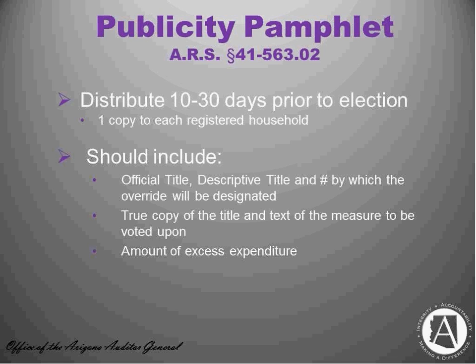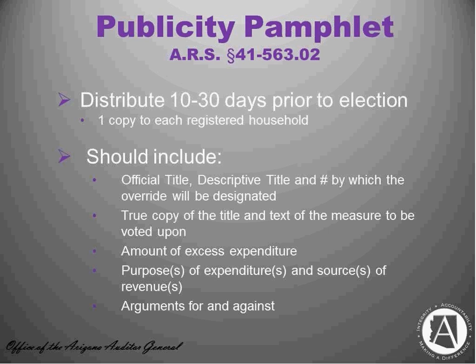The pamphlet should also include the amount of the expenditures which exceed the amount allowed pursuant to the Constitution, and the purpose or purposes for which the excess expenditures will be expended, and the source of revenues to be used to finance the excess expenditures. Finally, in regards to one-time override publicity pamphlets, the governing board is required to submit and publish its argument supporting the proposed excess expenditure. This is unique to the one-time override requirement. Entities cannot submit arguments for permanent base adjustments or home rules. Also, any arguments opposing the proposed excess expenditure should be published if submitted.